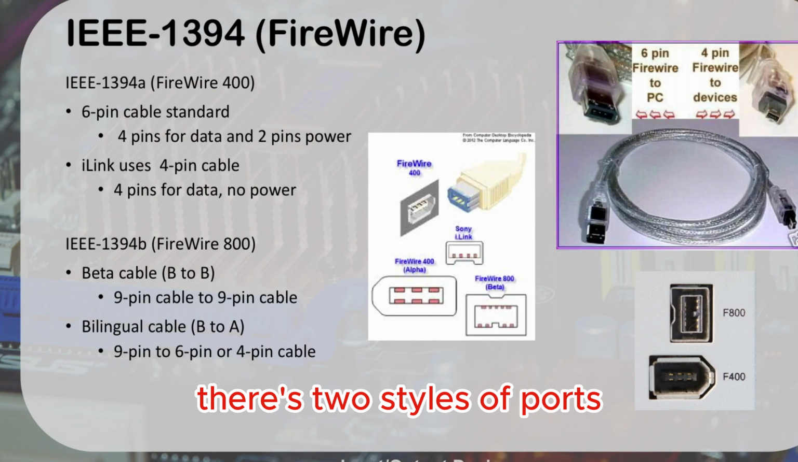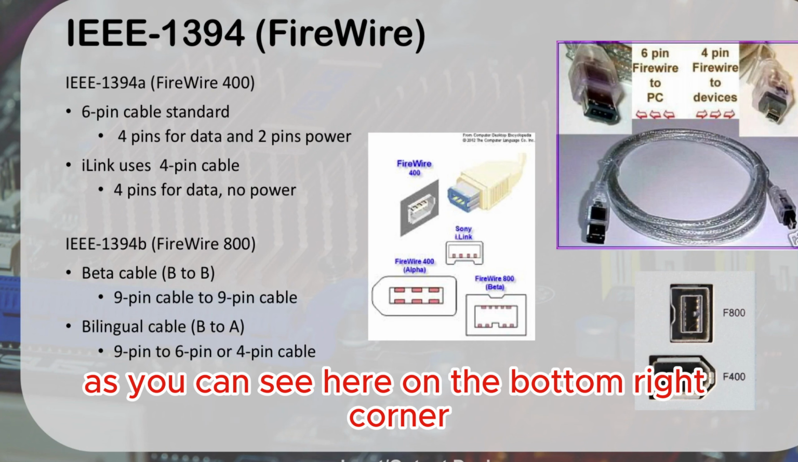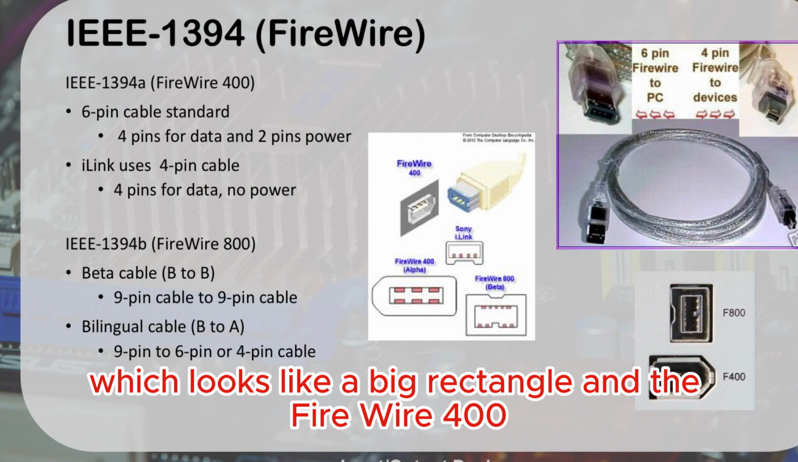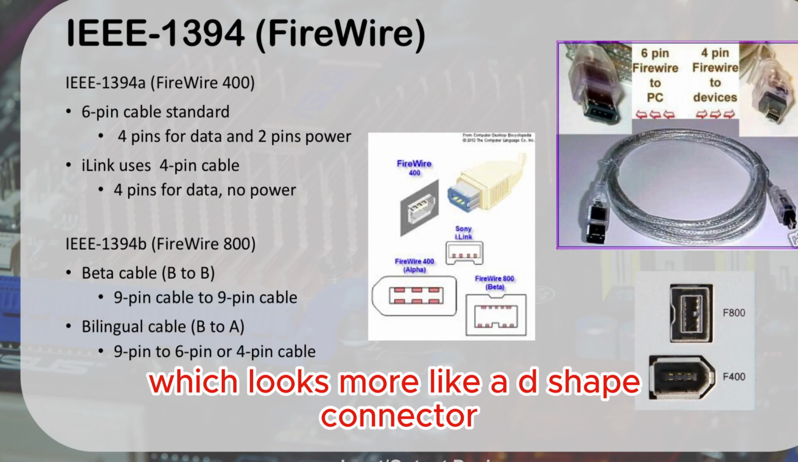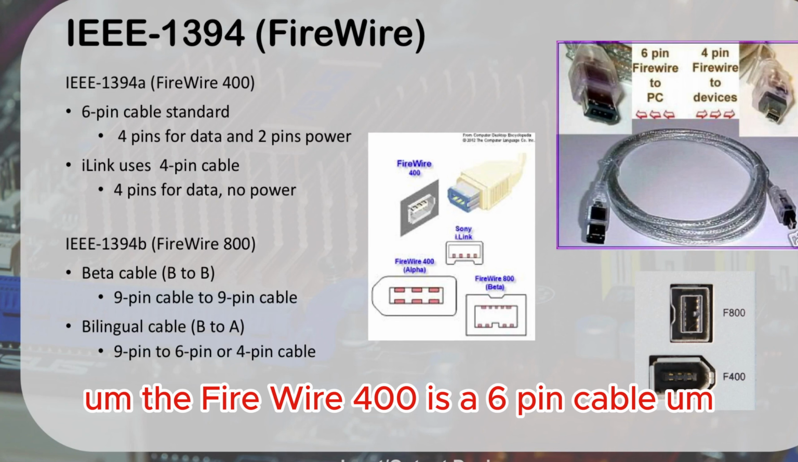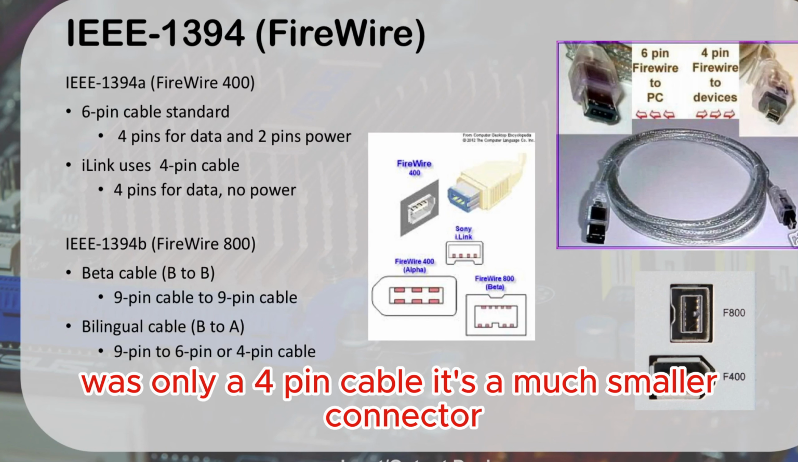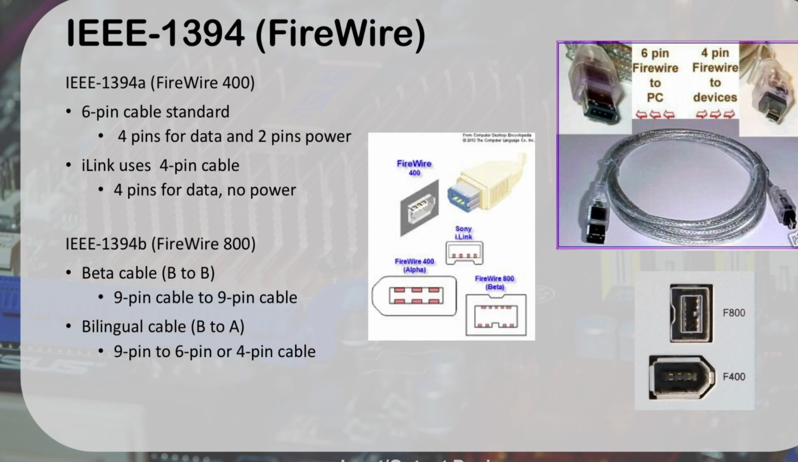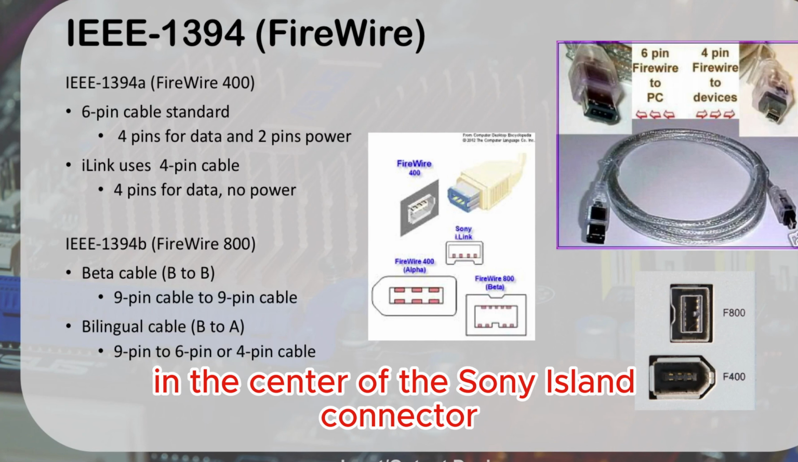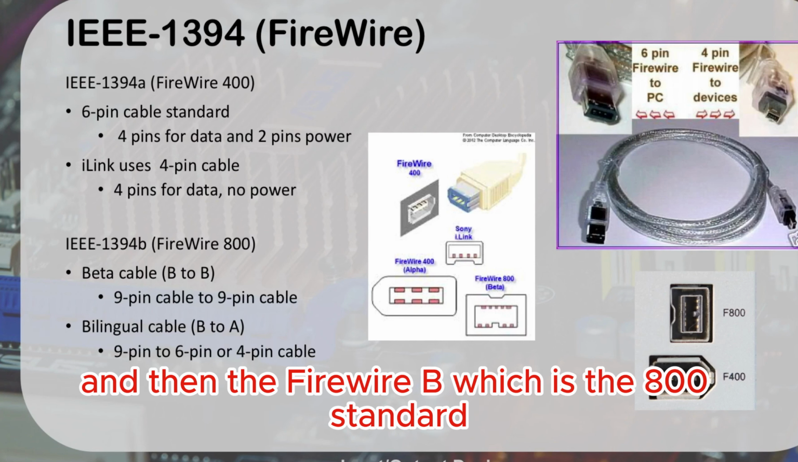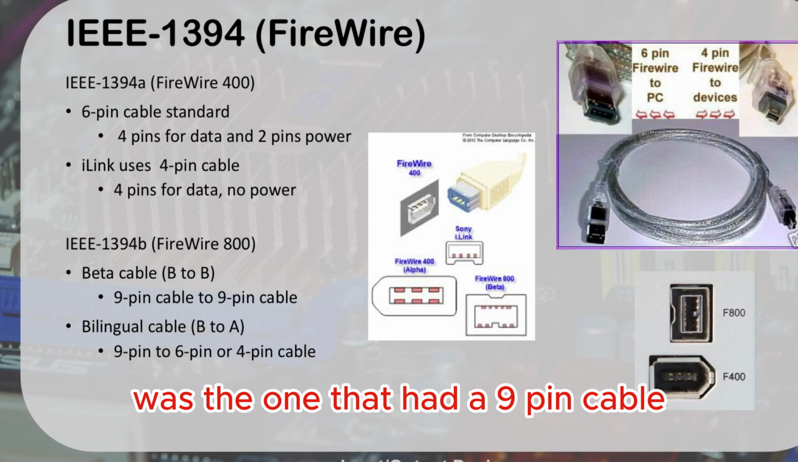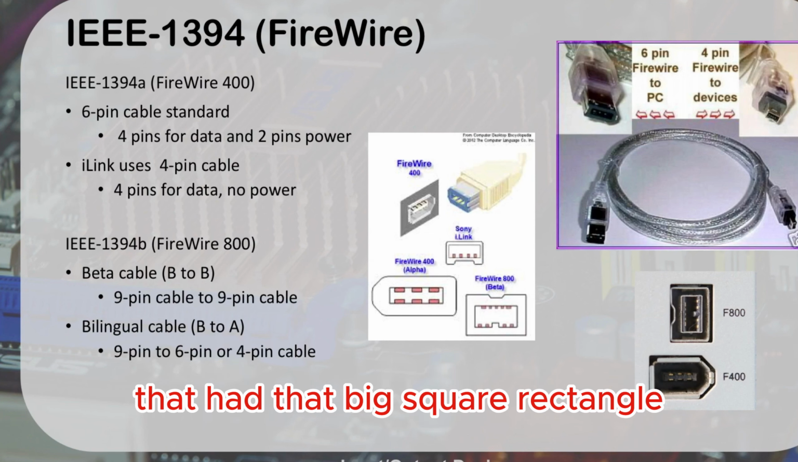So there's 2 styles of ports. As you can see here in the bottom right corner, you have the FireWire 800, which looks like a big rectangle, and the FireWire 400, which looks more like a D-shaped connector. The FireWire 400 is a 6-pin cable. iLink, which was used on small video cameras, was only a 4-pin cable. It's a much smaller connector, as you can see here in the side of the Sony iLink connector. And then the FireWire B, which is the 800 standard, was the one that had a 9-pin cable that had that big square rectangle.